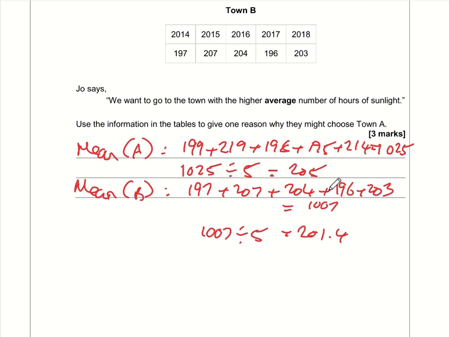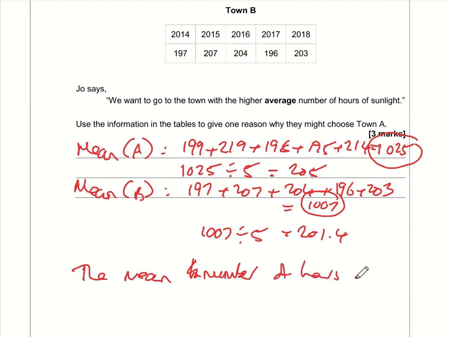To be honest, it's fairly obvious that town A is going to have a higher average since there are 5 values for each of them, and since we're dividing both of these values by 5, it's obvious that 1025 is going to yield a higher number. So actually we can just go on the total number of hours of sunshine, but that's not what the question wants us to do here. So all we can say, just to make sure that we definitely get the mark, is the mean number of hours of sunshine for town A is greater. Simple. There we go.